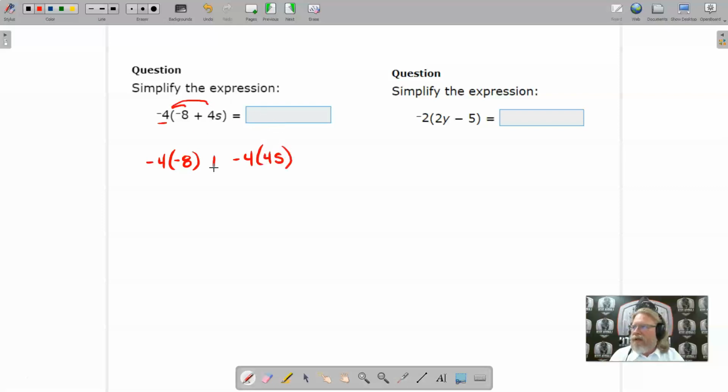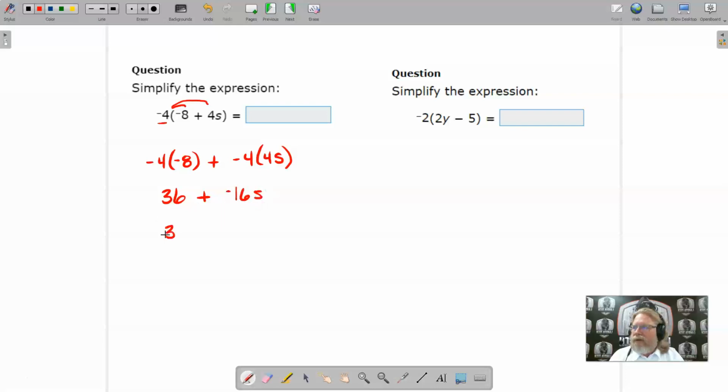And it is addition, so we'll put plus. So negative times negative is positive. 4 times 8 is 32. And bring down our plus sign. And then negative 4 times positive 4 is negative 16. And the s goes along for the ride. So we get 36 plus negative 16s.